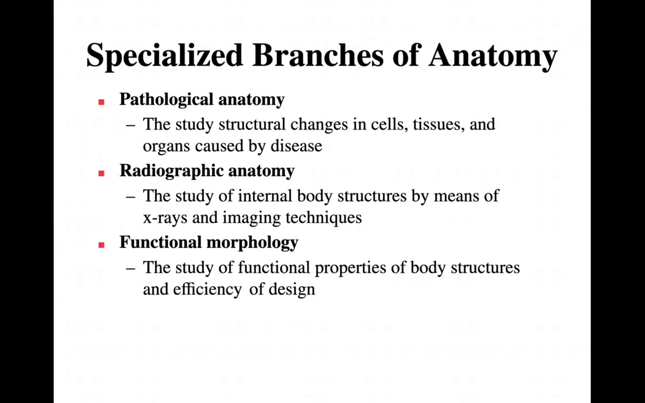Then there are even more specialized branches out there looking at pathological anatomy. These would be changes that have occurred in the cells, tissues, or the organs as a result of disease. Radiographic anatomy, this is looking at the structure specifically on X-rays and other imaging techniques. And then functional morphology is going to study the functional properties of the structures and their efficiency of design. So the pathology and radiography tend to be separate professions in themselves, where a person would specialize in just one or the other of those fields.